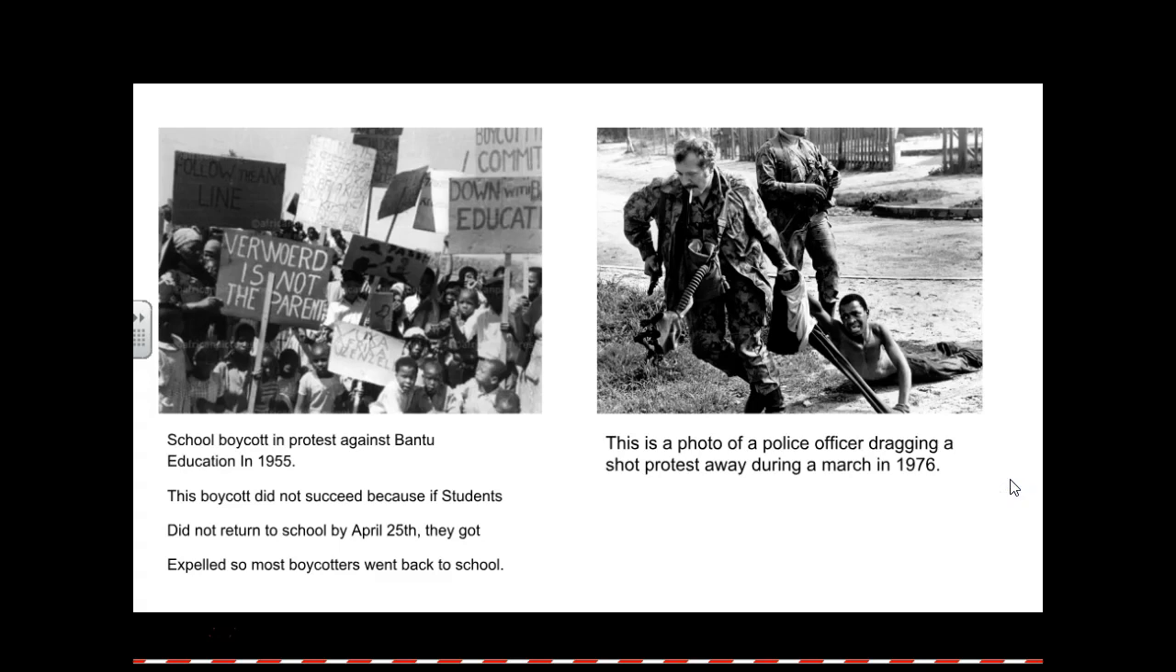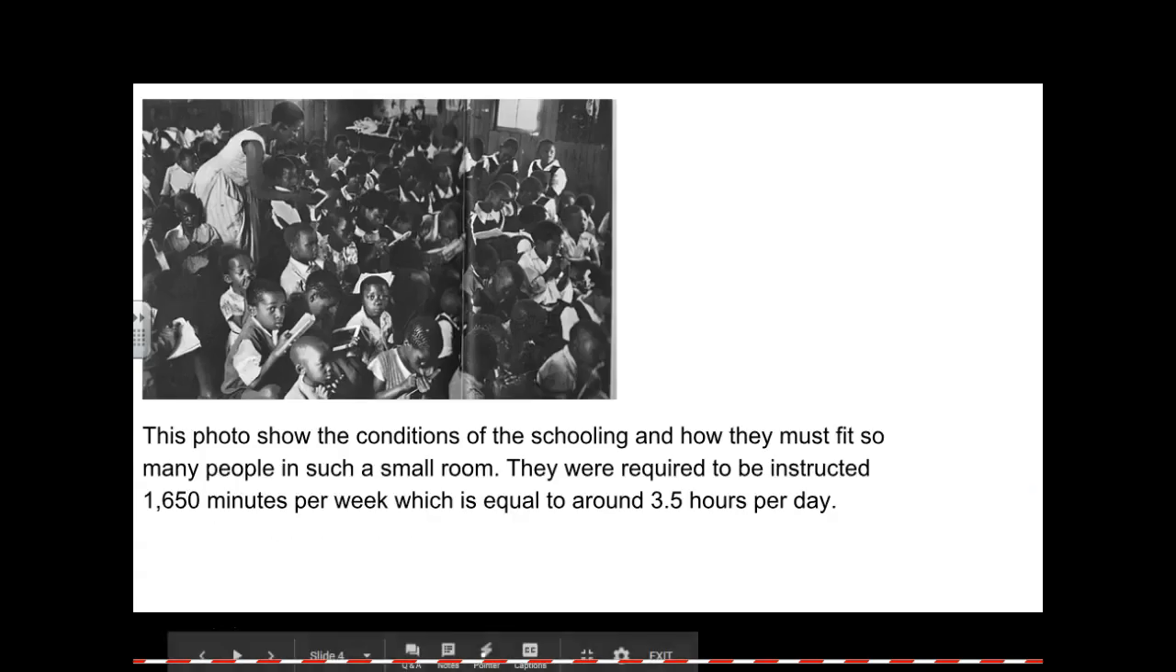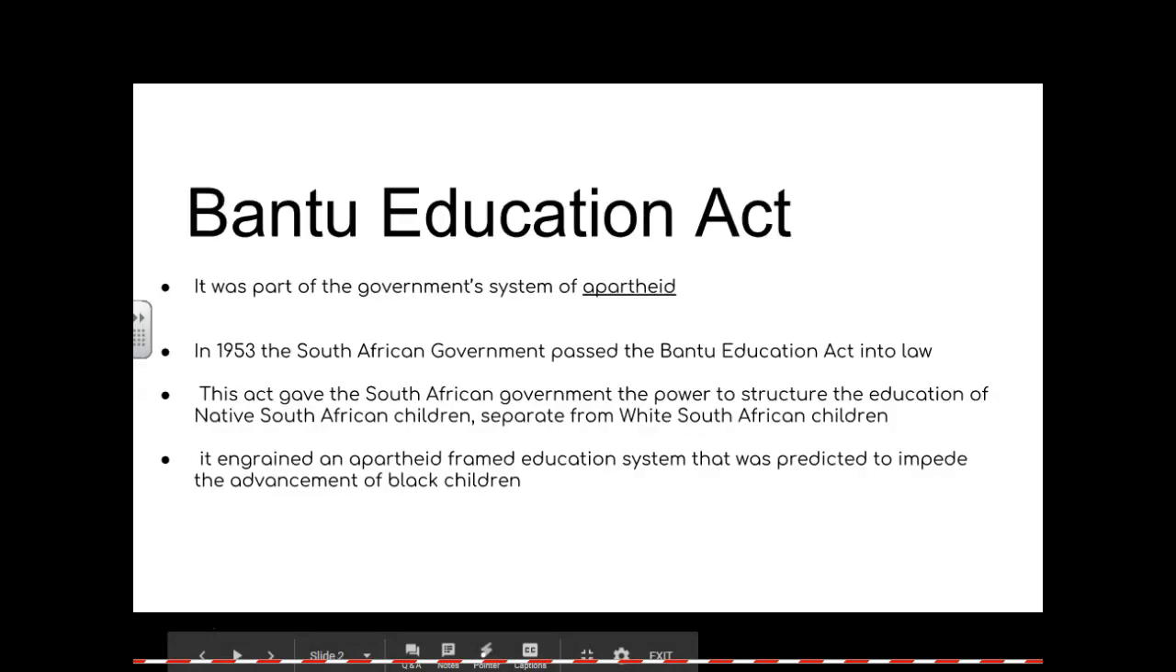So basically, can you pause real quick? Can you go back? Sorry, buddy. Haley, when you said ingrained in an apartheid-framed education system that was predicted to impede the advancement of black children, what do you mean? What I read is, it was hoped that they wouldn't go as far ahead in education as the whites would, so they would know less and not be as smart. So they purposely created an education system that would not allow the black children to become as educated as the white children. Yeah. Okay. So that is the government that did that. Just keep in mind the context for this. Alright, go ahead.